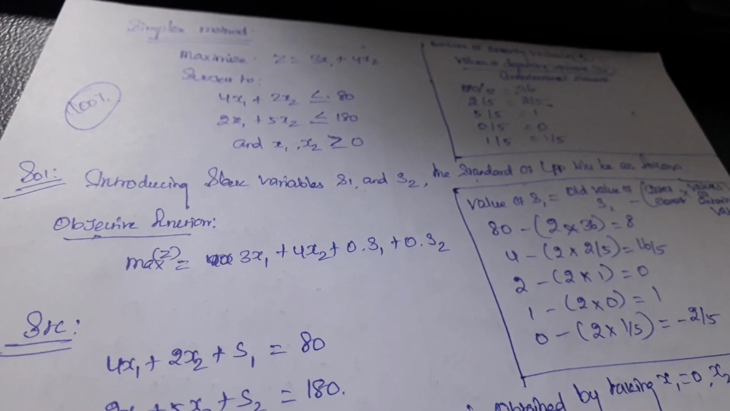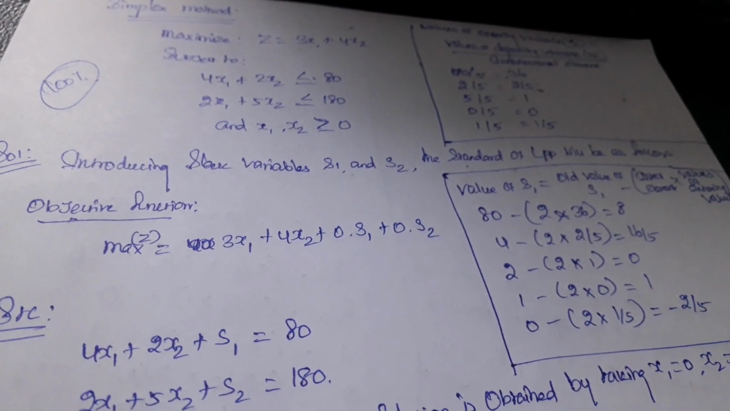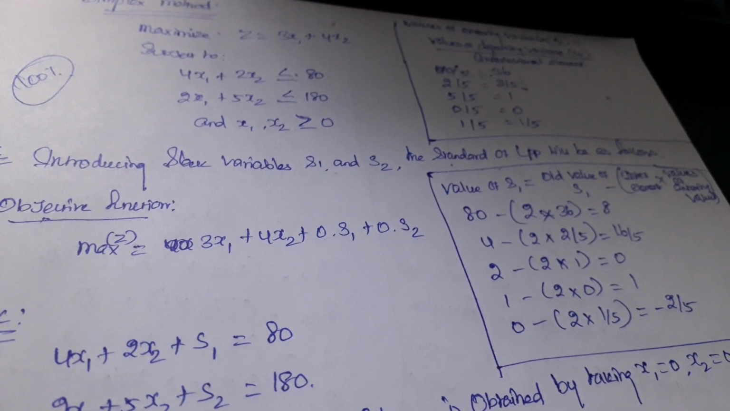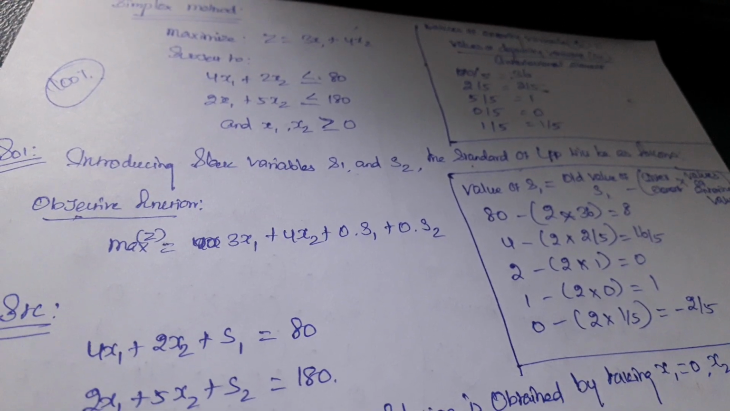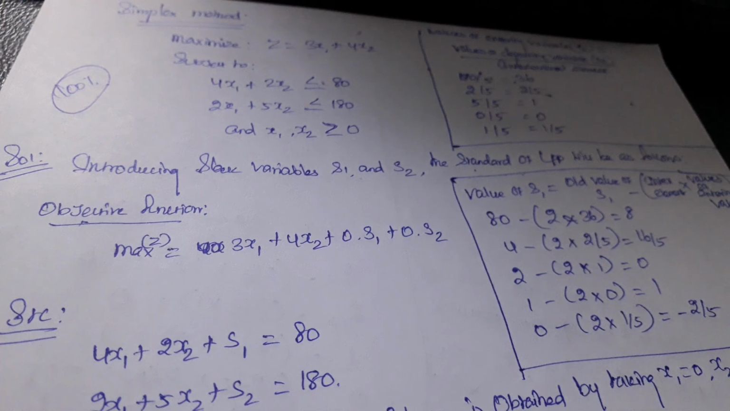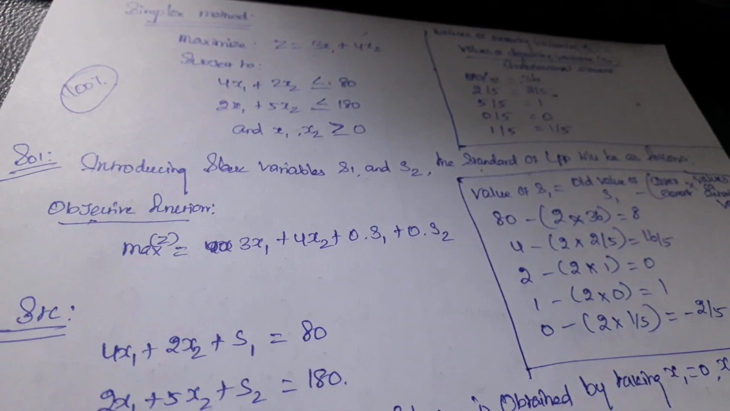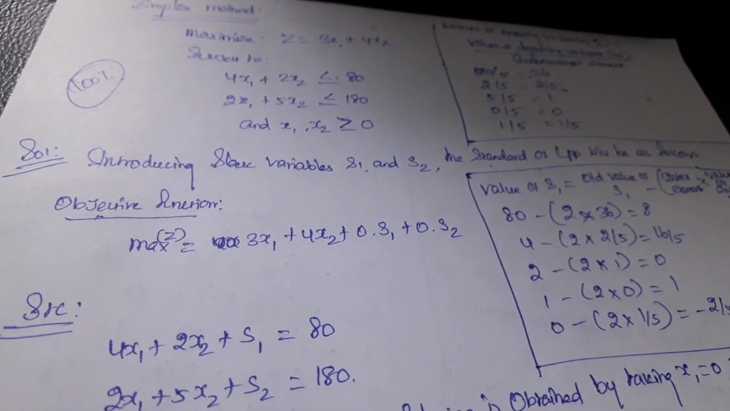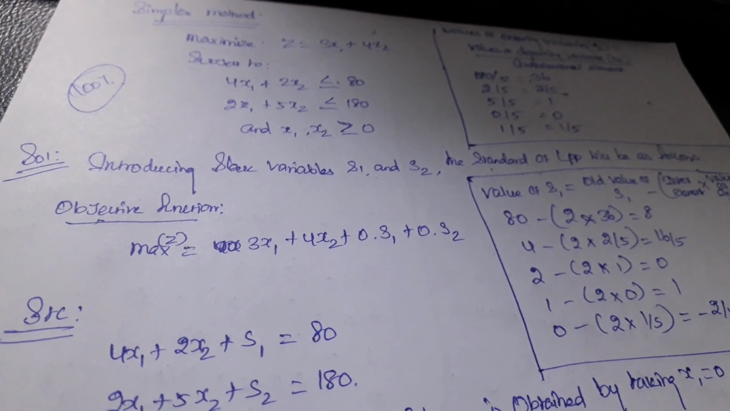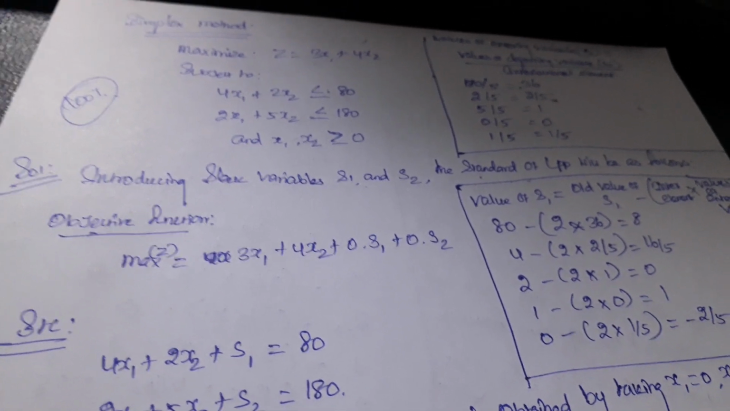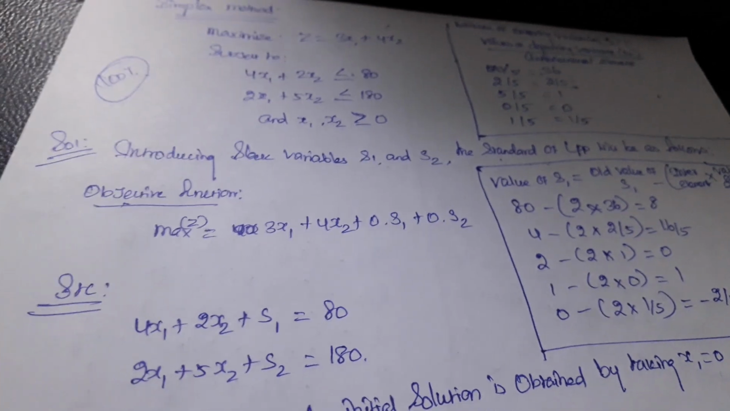So we have to add the slack variables S1 and S2. The standard form of the LPP will be as follows. So the objective function would alter as 3x1 plus 4x2 plus 0 into S1 and 0 into S2. S1 and S2 are the slack variables here.